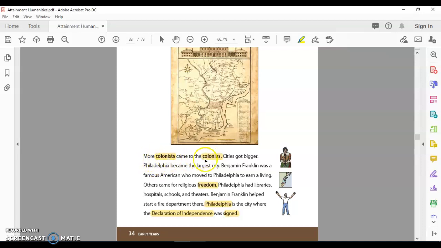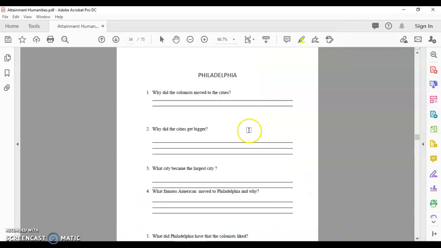More colonists came to the colonies. Cities got bigger. Philadelphia became the largest city. So why did they move there? Others came for religious freedom. Philadelphia had a lot of things, remember? Libraries, hospitals, schools, and theaters. So people wanted to move there because of the things that Philadelphia had.